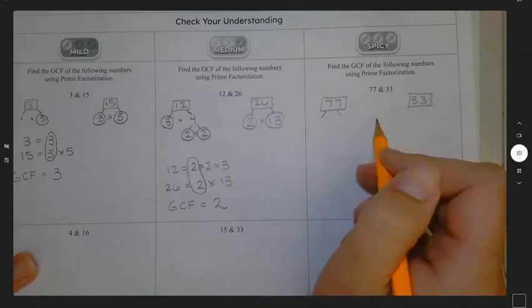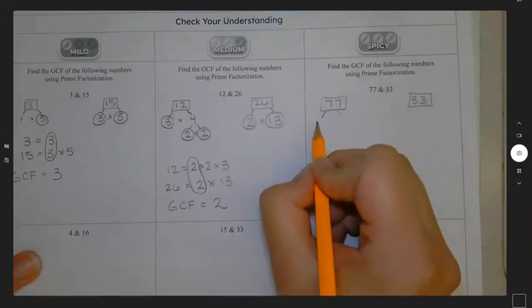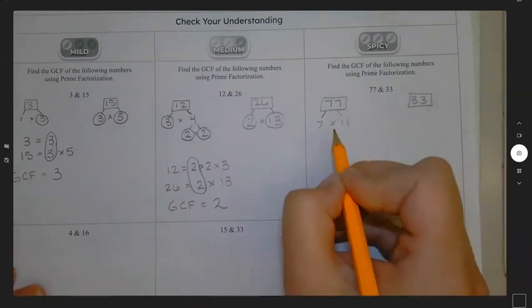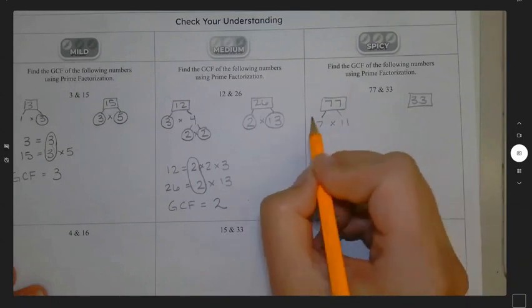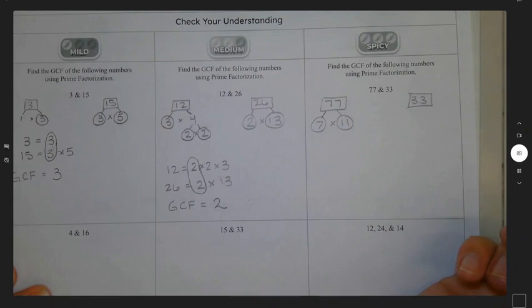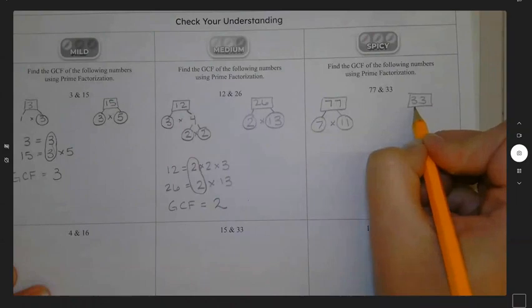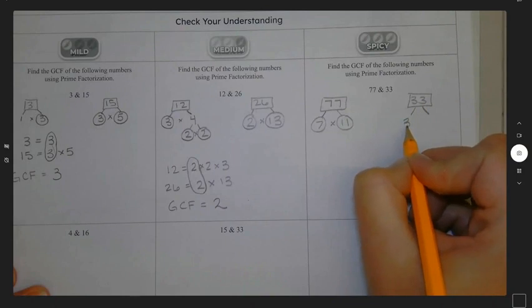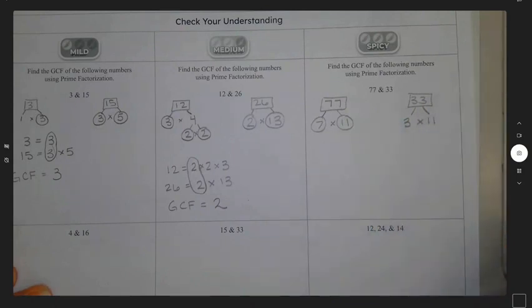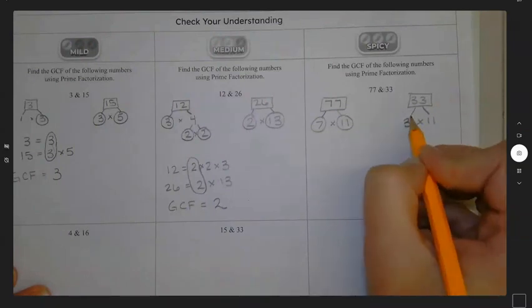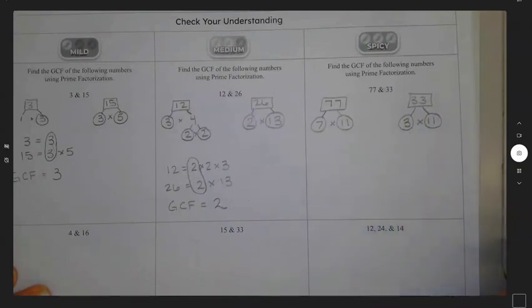So what times what equals 77? 7 times 11. Then I ask myself, are either of these prime numbers? And they are actually both prime numbers because they cannot be divided into another whole number. Then I'm going to look at 33. What times what equals 33? 3 times 11 equals 33. Then I ask myself, are either of these prime numbers? And they actually both are prime numbers, so I'm going to circle them.